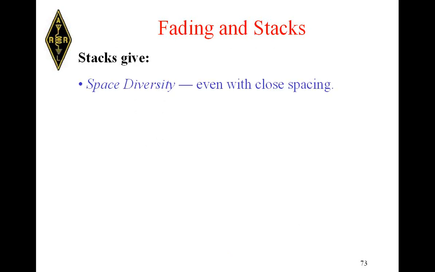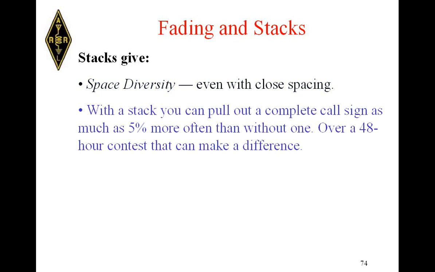Okay, why does a stack give you better performance under fade? Part of it is space diversity. Even with close spacing, in this case 22 feet, there's enough of a difference in where the antennas are placed that they're receiving different signals. And of course they're doing it at different angles as well. That tends to fill in the fades that occur on HF propagation. Now, this is my own observation, and you can pull out a complete call sign as much as 5% more often than without a stack. And over a 48-hour contest, that 5% difference can make a huge difference in the actual score.